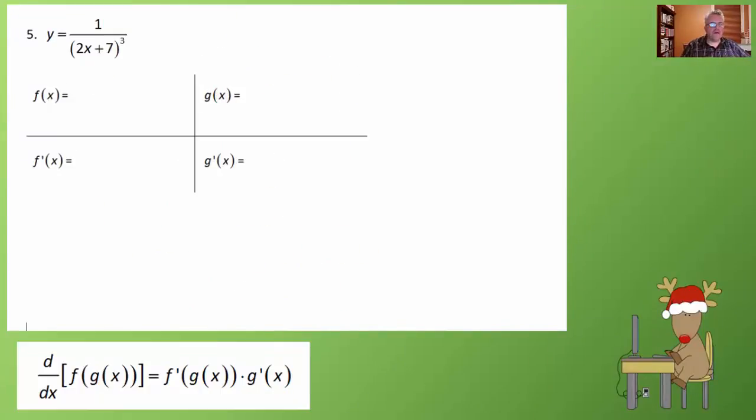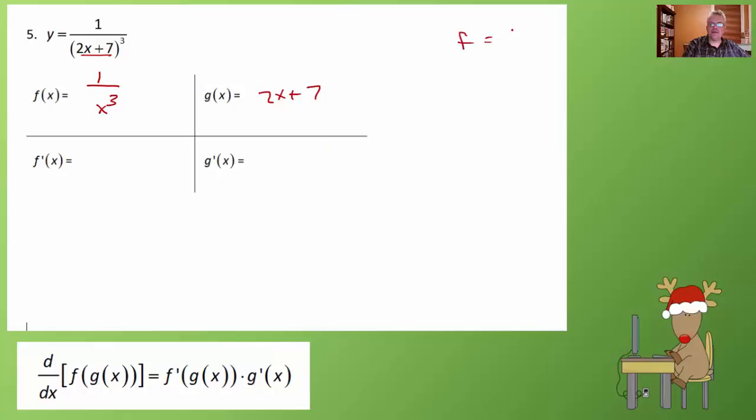Eventually we won't need the table for this. We'll do it without the table and see how it works, but it's great to help us out now. All right, let's look at this one. Well, this must be the inside function, and the outside function is 1 over x to the third. We can think of it that way. So we're substituting 2x plus 7 into here to get that.